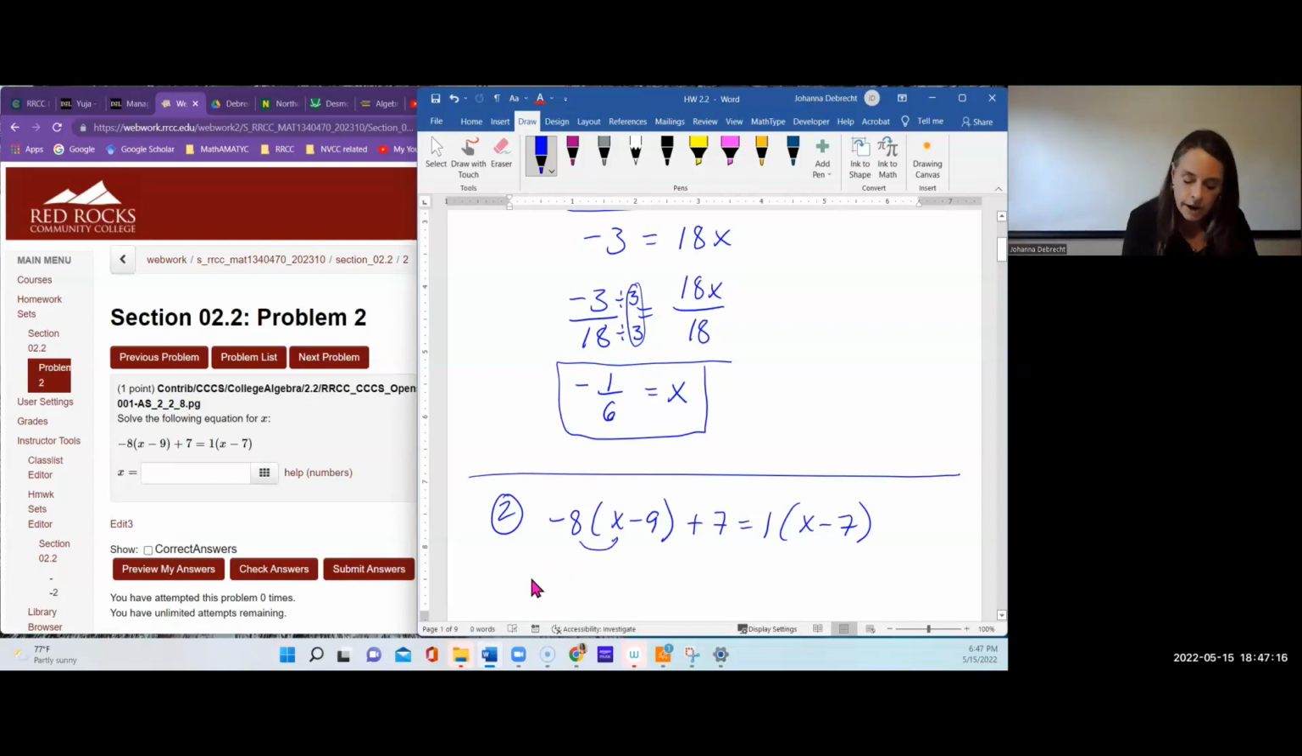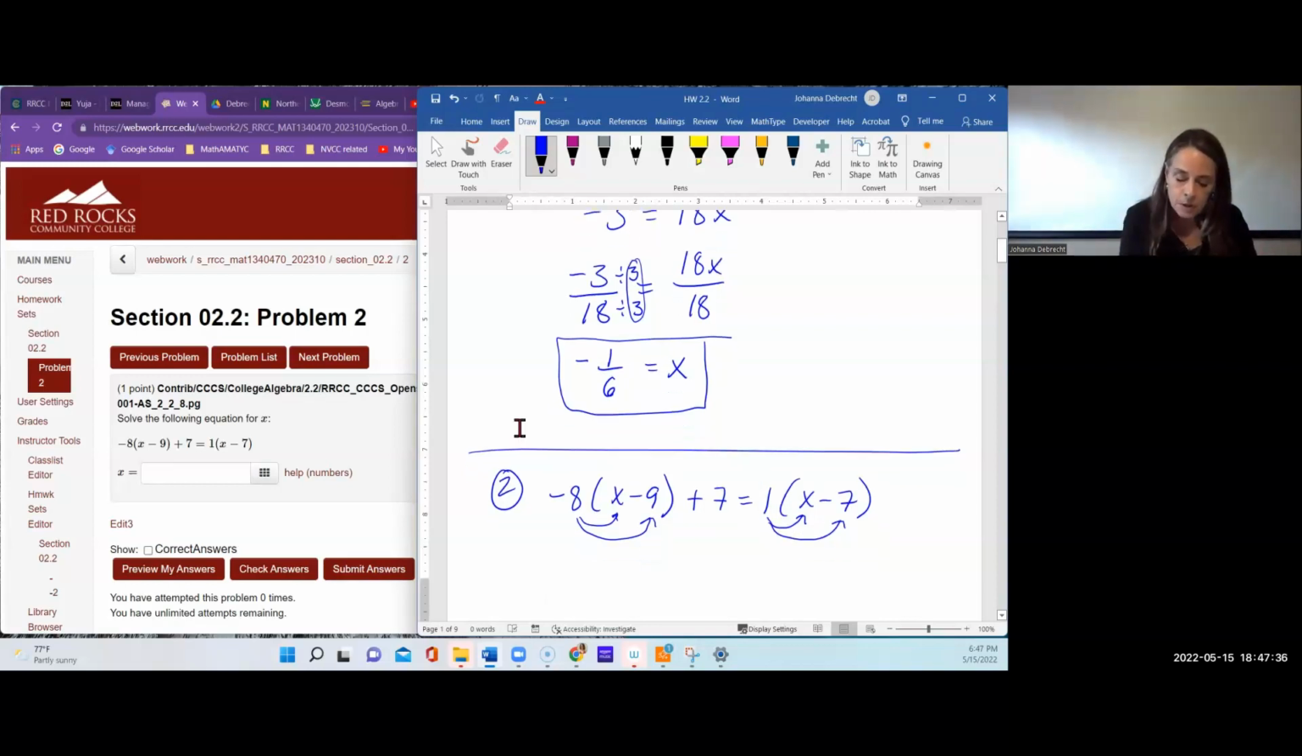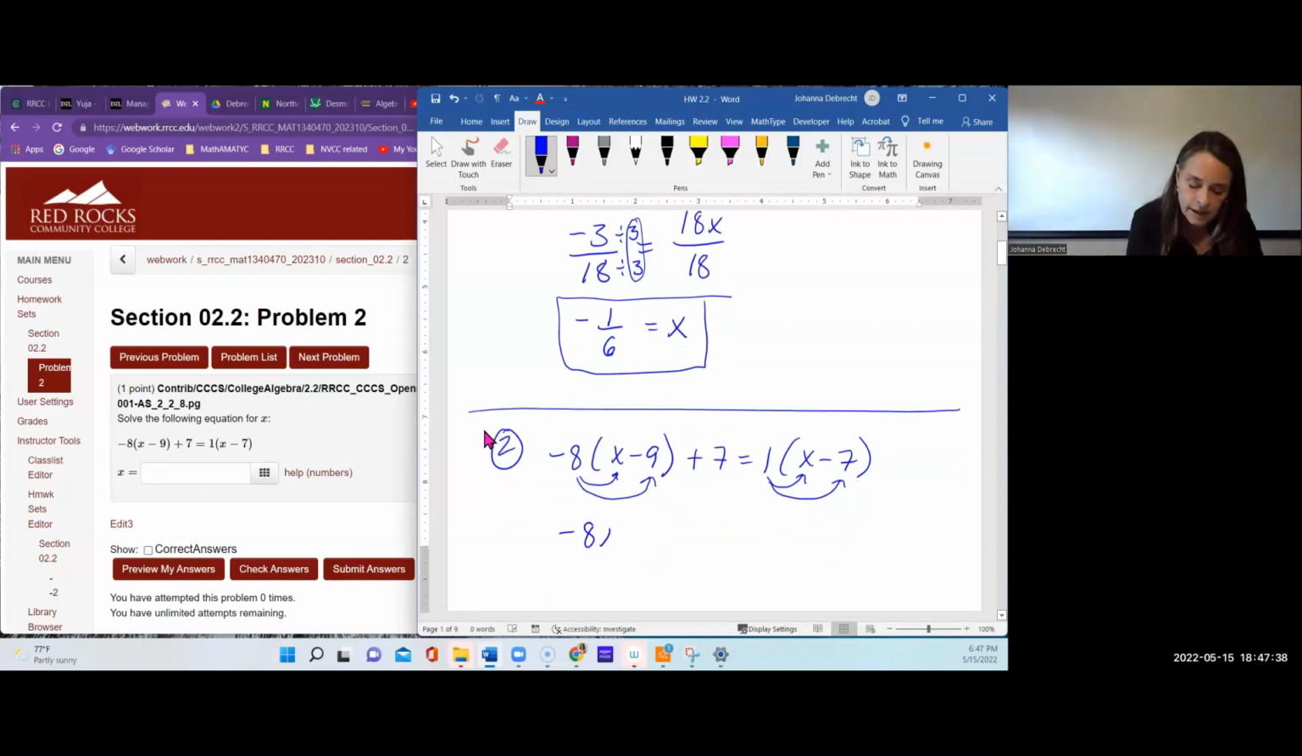So I like to draw arrows to show that the -8 gets multiplied by both the x and the -9. Over here, technically the 1 also gets multiplied by each of the things on the inside, although we know that 1 times anything is that thing, so it won't change the x minus 7. Multiplying this out, we get -8x. Note the double negative on -8 times -9 gives us a positive 72. Then we have plus 7 still tagging along, equal to x minus 7.